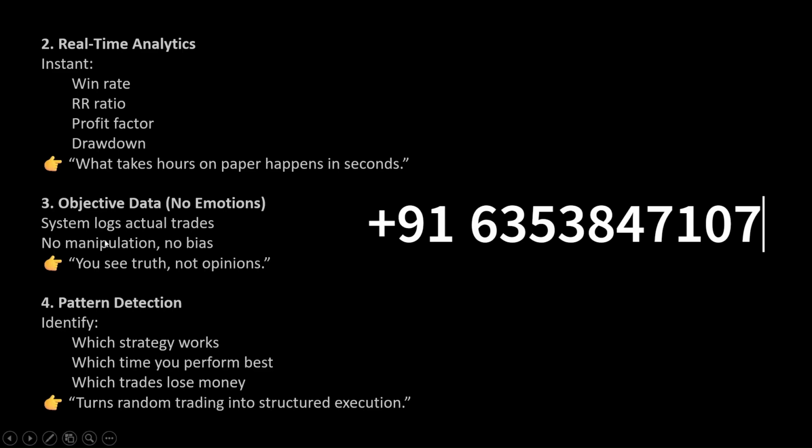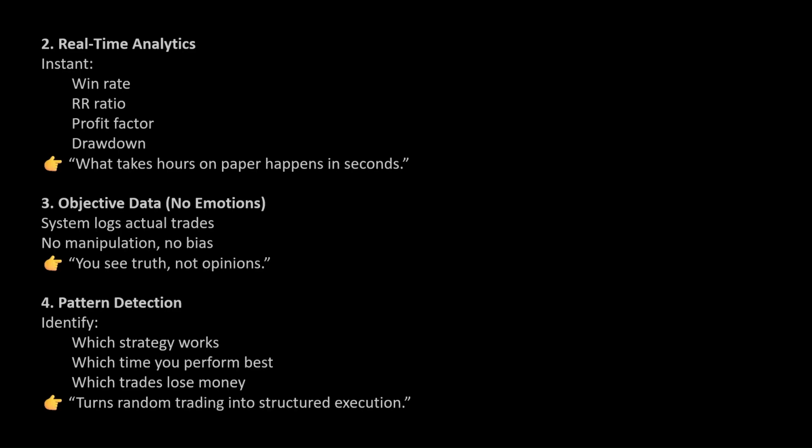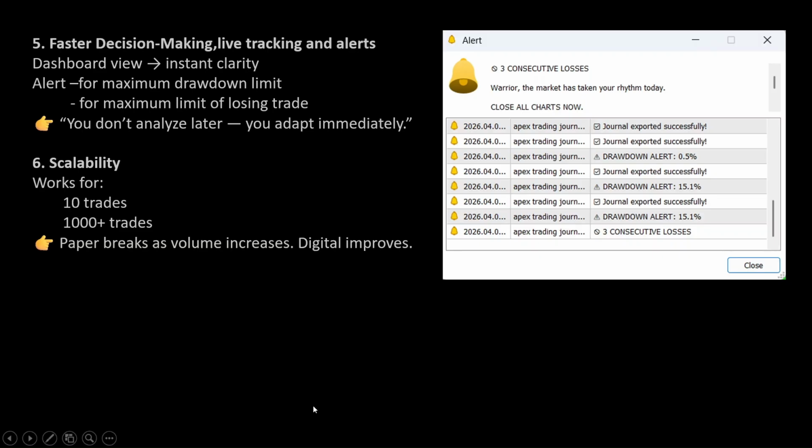Objective data: the system logs actual trades, no manipulation, no bias. If you are taking notes by yourself, there can be a possibility of error, but in the digital journal there is no possibility of error. It will detect patterns: which strategy works, which time you perform best, which trades lose money. It turns random trading into structured execution.